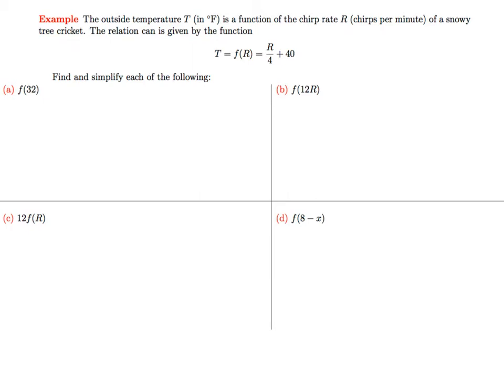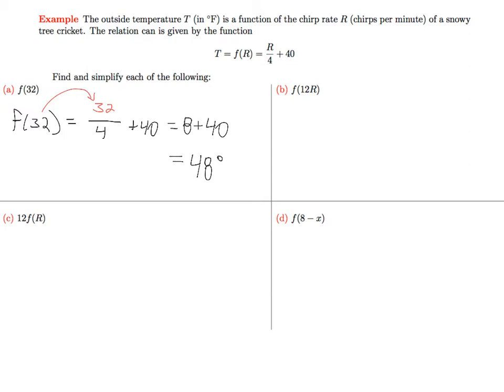So for part A, here to evaluate f of 32, what this means is whatever comes in the parentheses, that's what we plug in place of the variable, in this case R, in the formula. And so we had R over 4, I plug in 32 for R, and now I simplify this by saying 32 over 4 is 8 plus 40, so that gives us 48.